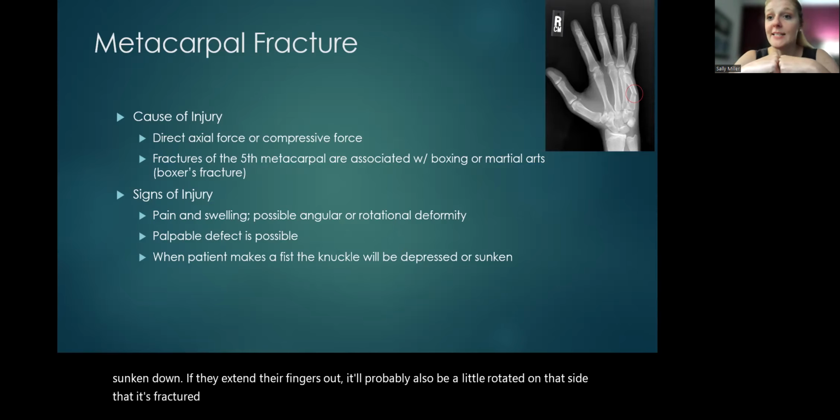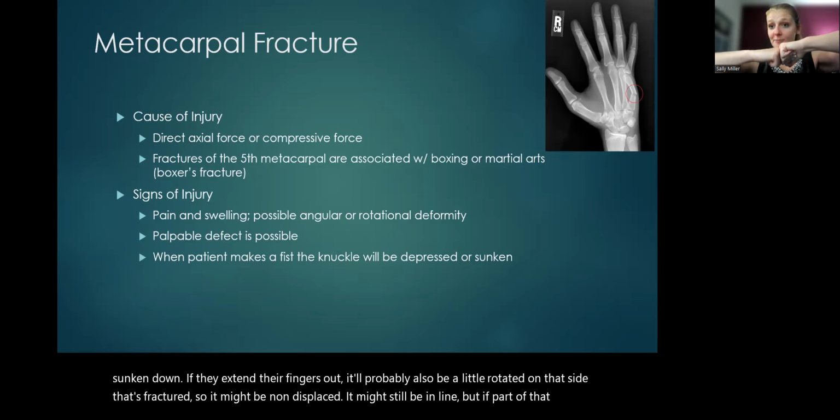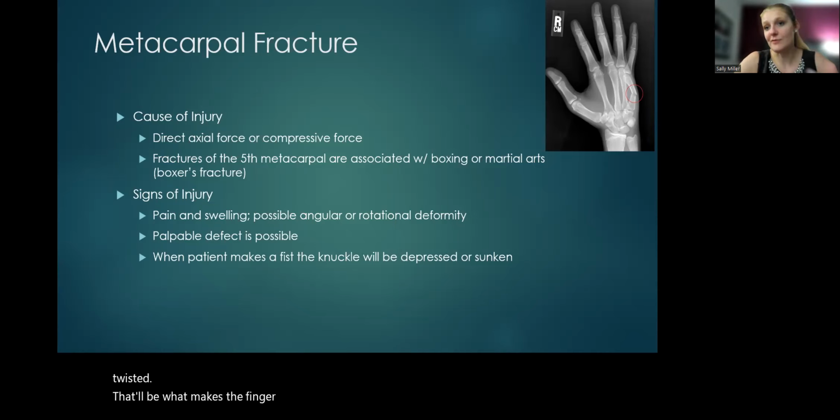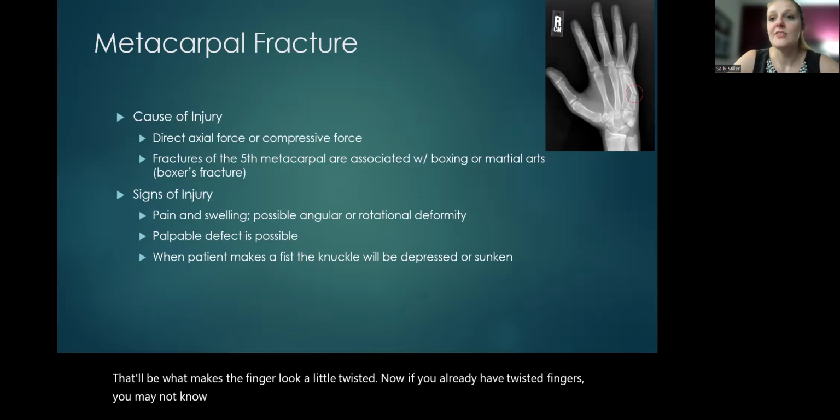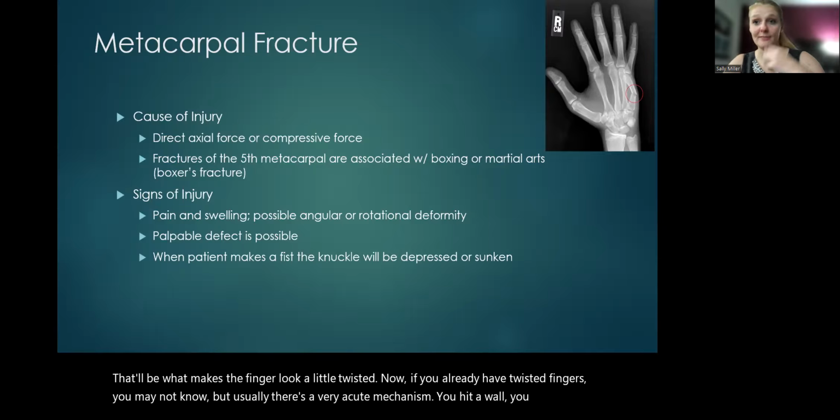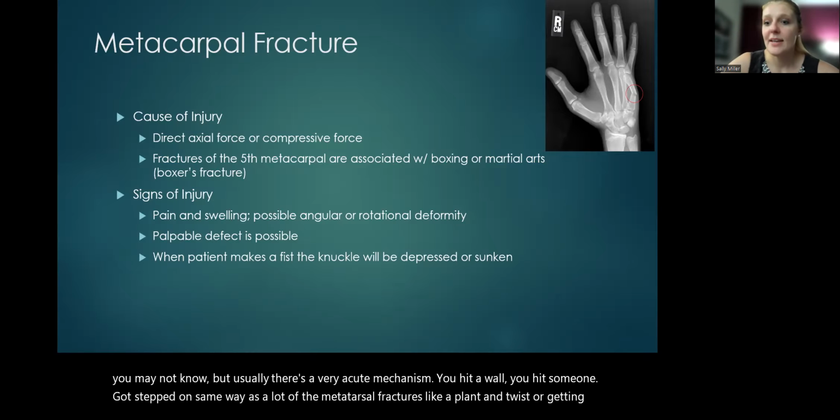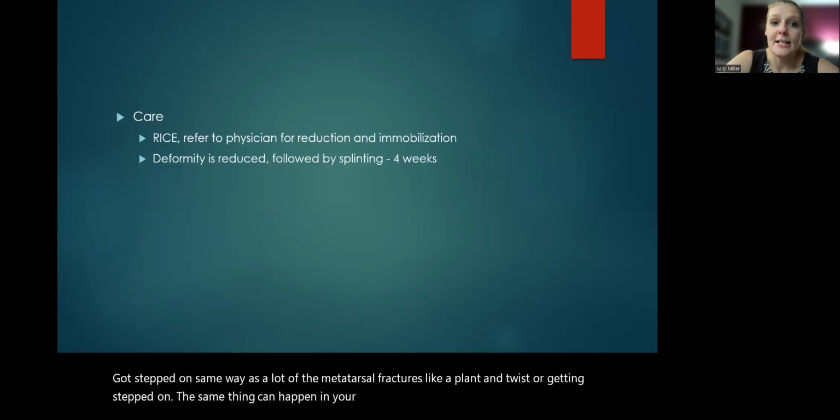So it might be non-displaced, it might still be in line, but if part of that bone is twisted, that'll be what makes the finger look a little twisted. Now, if you already have twisted fingers, you may not know, but usually there's a very acute mechanism. You hit a wall, you hit someone, you got stepped on. Same way as a lot of the metatarsal fractures, like a plant and twist or getting stepped on, the same thing can happen in your hands.